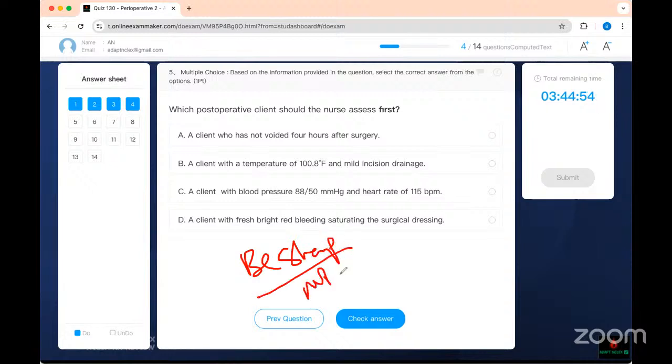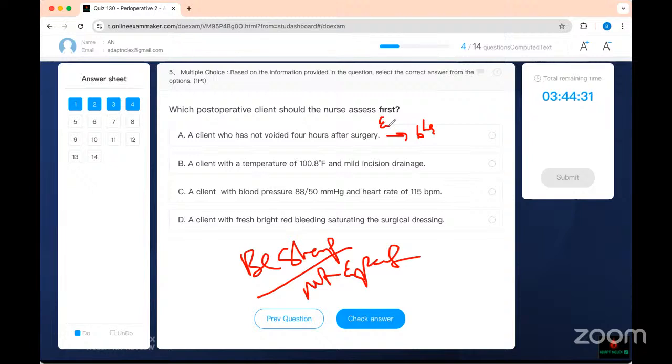Not an expected finding, right? You can wait for 6 hours. Six hours is the minimum we can wait for you to void. That's why we say Q6. When is the last time you had a void after surgery? So that is acceptable. So this is the expected finding.